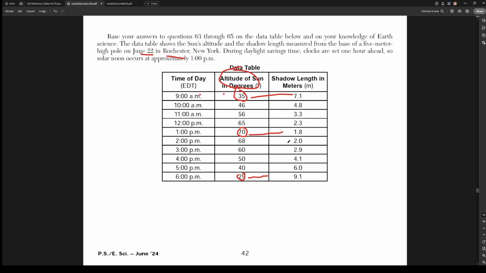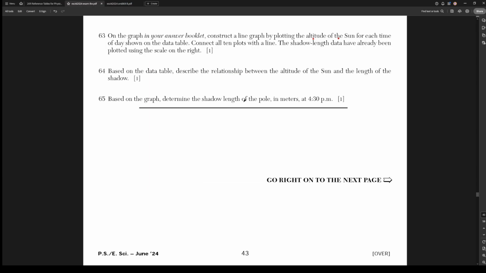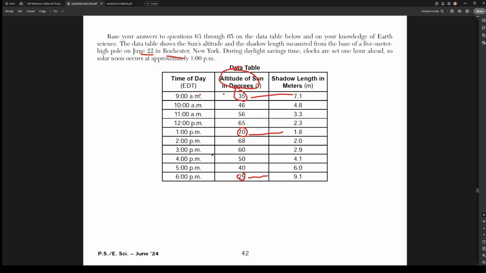Okay, 65. Determine the shadow length at 4:30. Okay, 4:30 is between 4 and 5. So shadow length is between 4.1 and 6. So I just write 5. Right? Is there an actual pattern here?